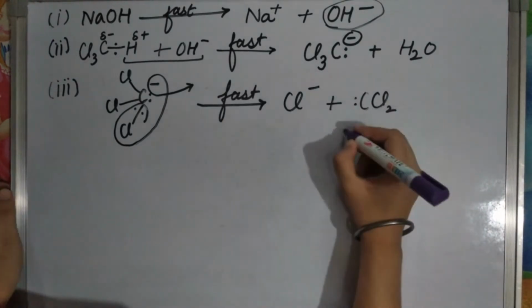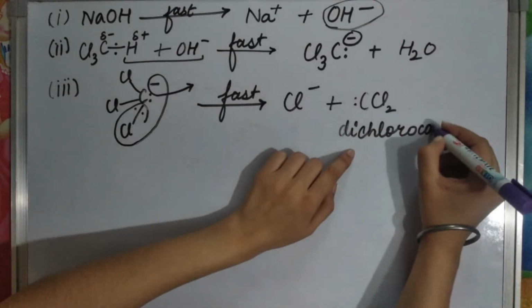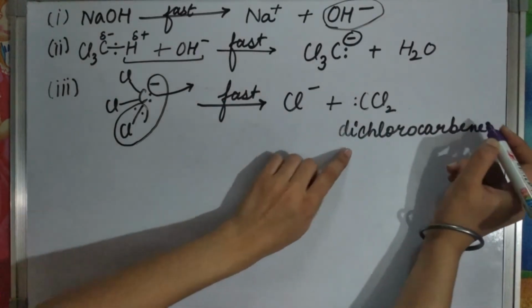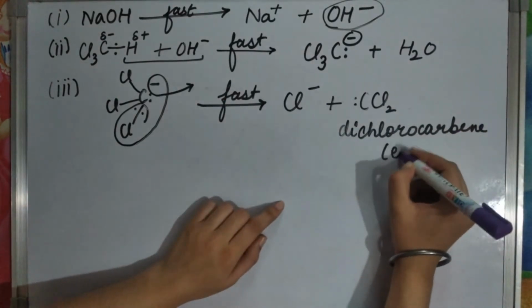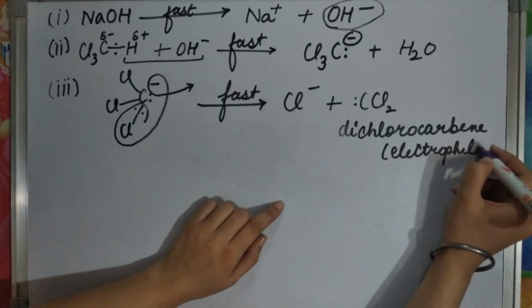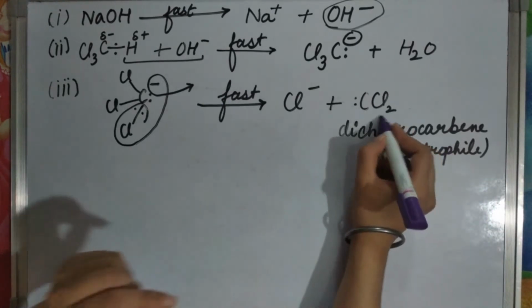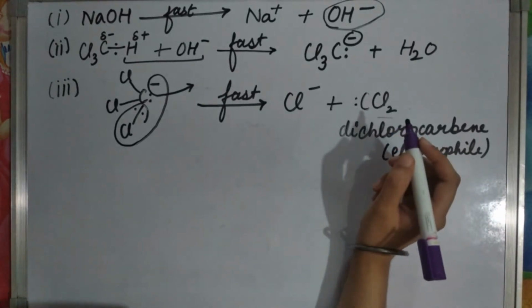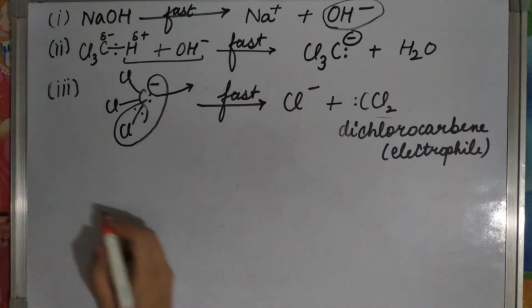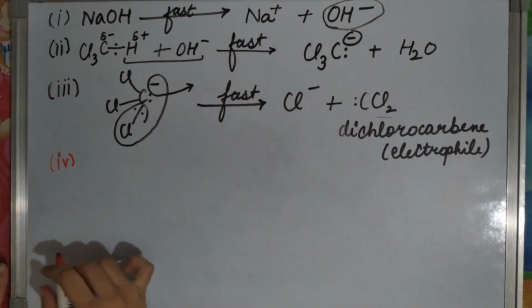This is called dichlorocarbene, and this is an electrophile, right? Dichlorocarbene because it has 2 chlorine atoms. Now look at the fourth step of the mechanism, and this is the main step of this mechanism.